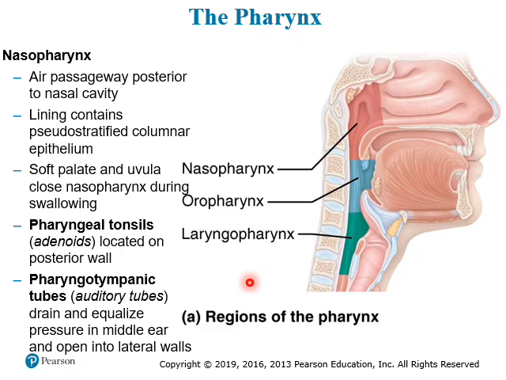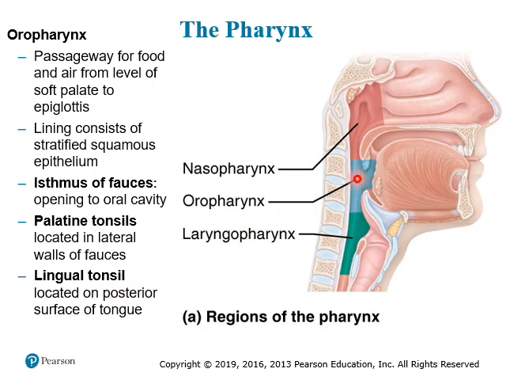The pharyngotympanic tubes or the auditory tubes drain and equalize the pressure in the middle ear. The drawing is not good, but it is actually somewhere here, and it helps in equalizing pressure in the middle ear.